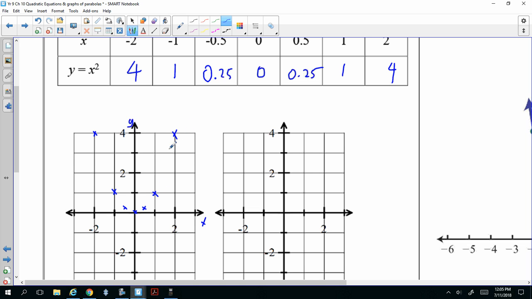Okay, watch. So you go like this. Alright, continue. So you join the dots, you get a curve, and this curve is called the parabola. Okay, arrows on both ends. Does that make sense?